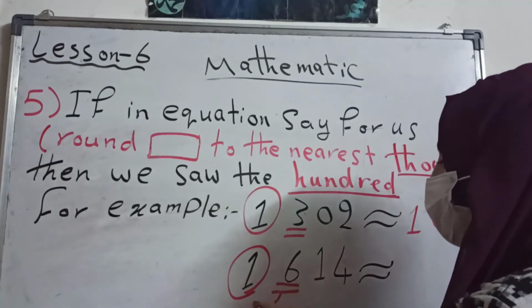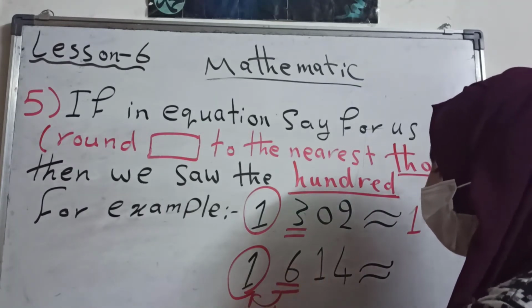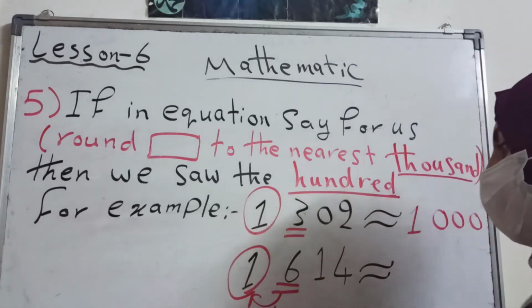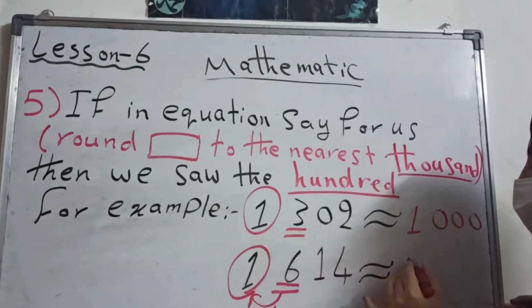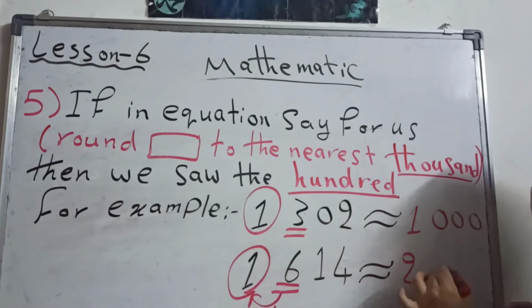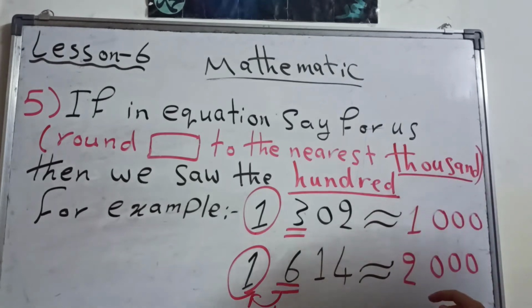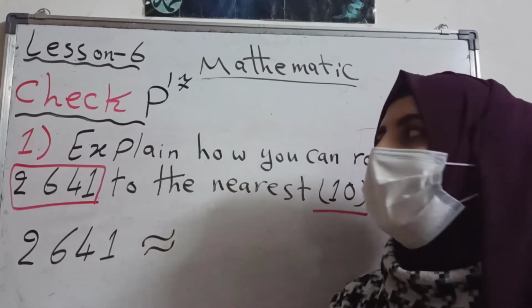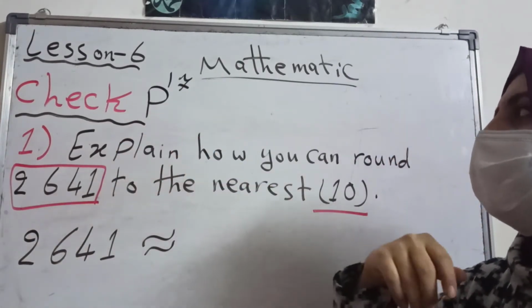This 6 plus this 1 by 1, because it's greater than 5. Then it's rounded to 2,000. Now students, we get to solve Check at page 17.